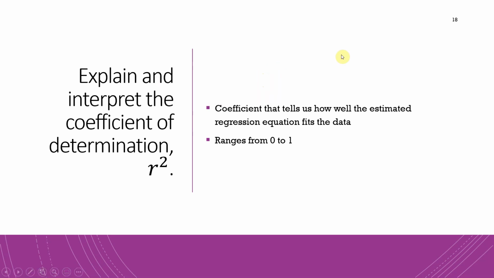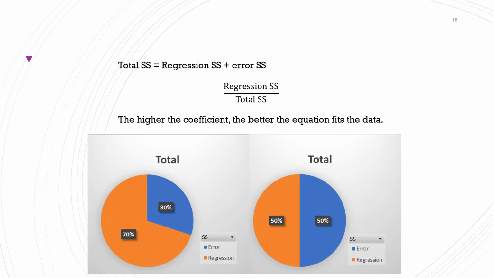Now that we have our equation, our estimated regression equation, we need to determine how well it fits the data. We can do that with a metric called R squared, the coefficient of determination. This coefficient tells us how well the estimated regression equation fits the data. It ranges from 0 to 1, where 0 means it's a poor fit, all the way up to 1, which means it's a perfect fit. So basically, the higher the value, the better the fit.